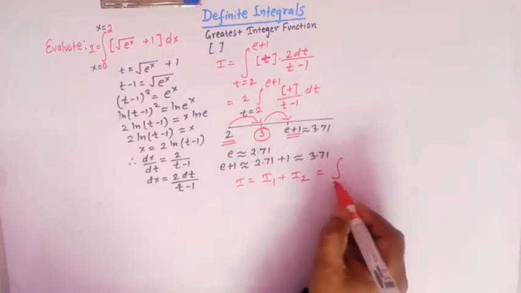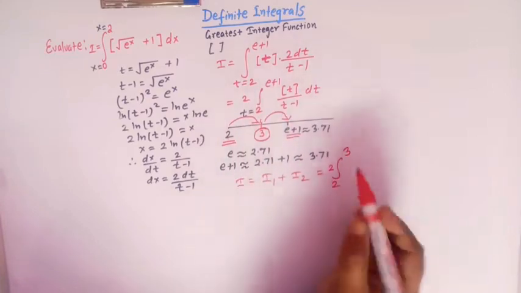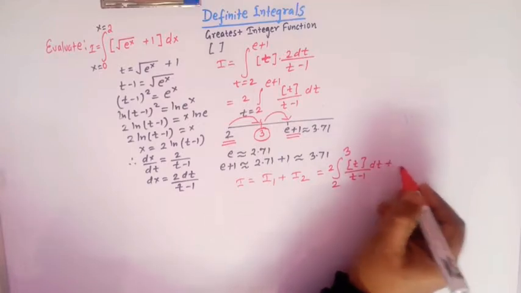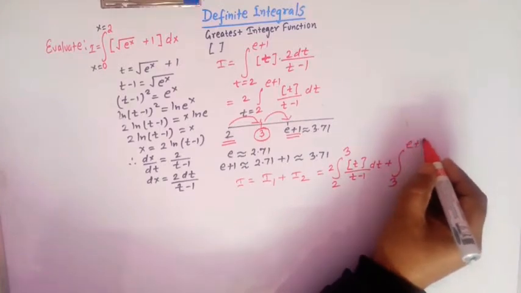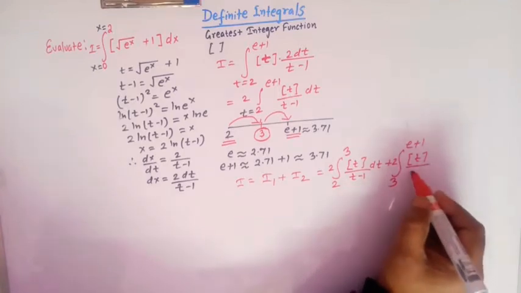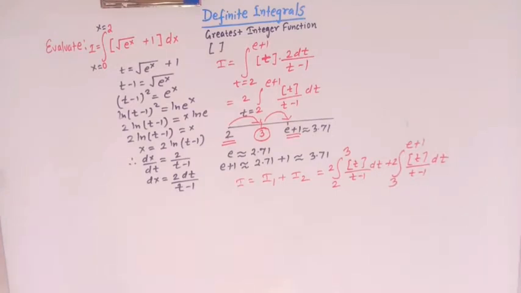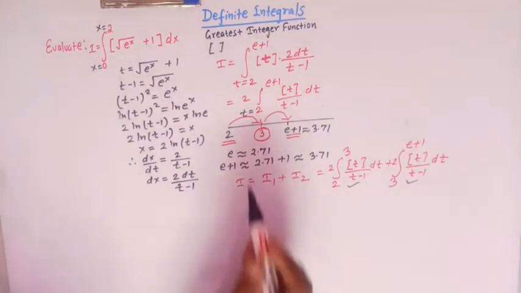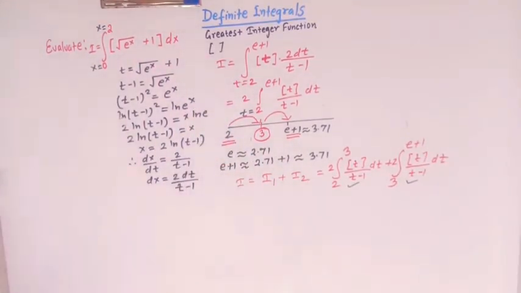And I1 is from 2 to 3, and we have here 2 and greatest integer t over t minus 1 dt, and I2 is from 3 to e plus 1, right? And here we have 2 and greatest integer t over t minus 1 dt, right? So now I1 is given by this integral and I2 is given by this integral, and 3 is the point where we have to break the original integral, right?